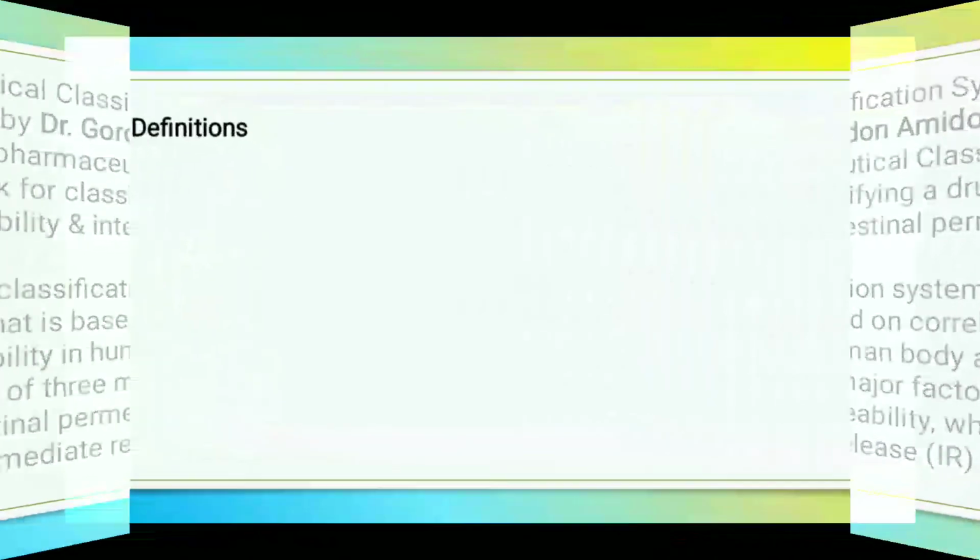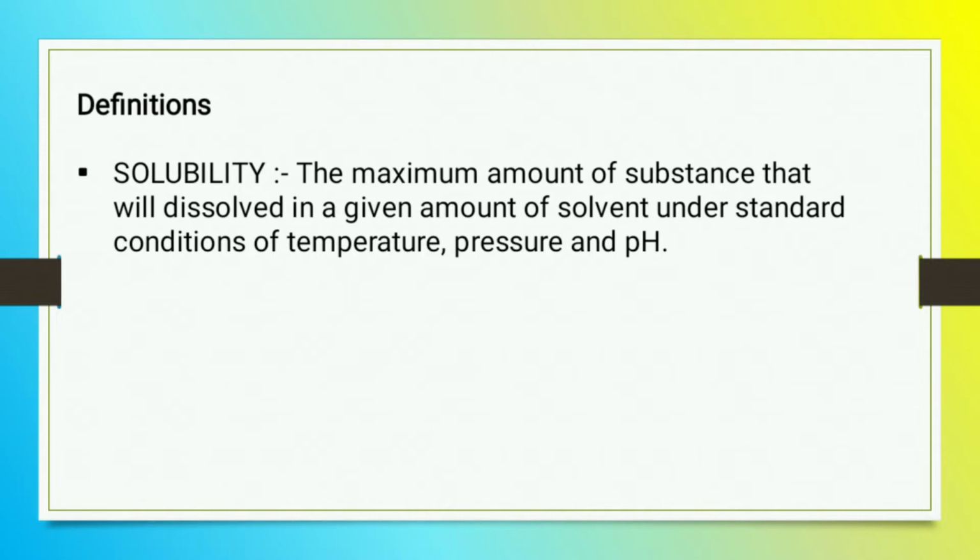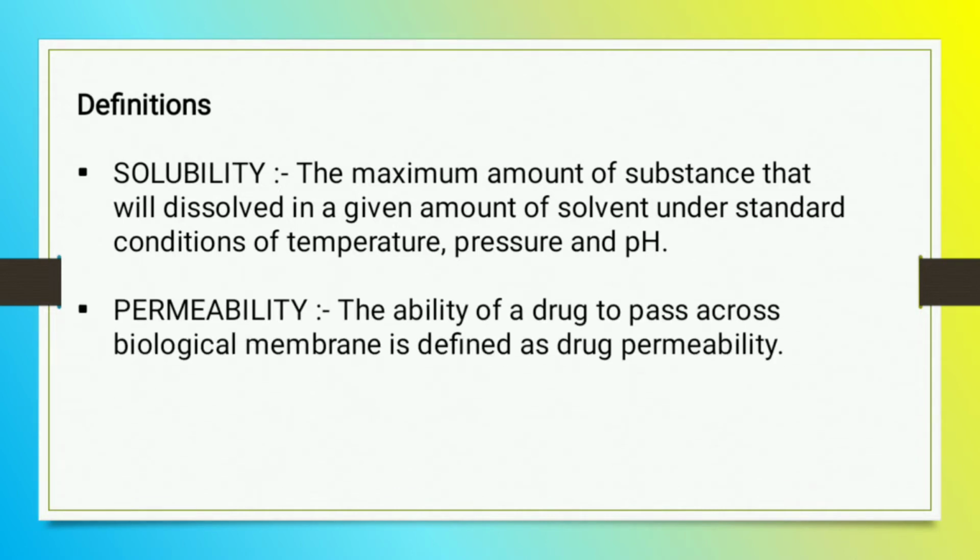Now looking at some important definitions. The first one is solubility. You know that the maximum amount of substance that will dissolve in a given amount of solvent under standard conditions of temperature, pressure and pH is solubility, whereas the ability of the drug to pass across a biological membrane is defined as drug permeability.